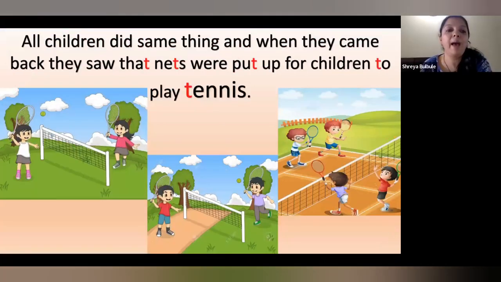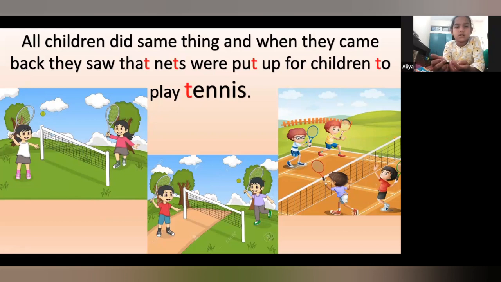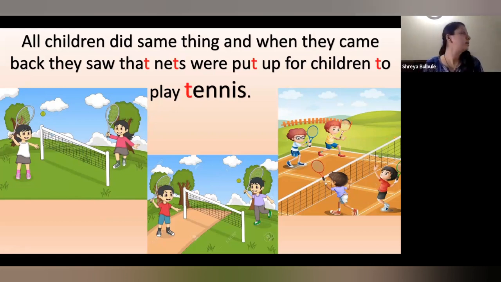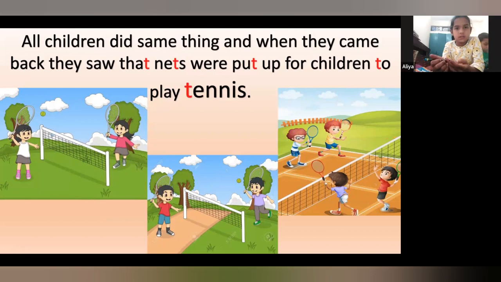All the children did the same thing. And when they came back, they saw that the nets were put up for children to play tennis. What are they playing? They're playing tennis. Tennis. What sport is this? Tennis. So what is the sound of T? Imagine you're playing tennis and the ball hits on the bat. So what sound do we hear? Tennis. And how do you move your head when you're watching tennis? Left and right. We'll not sit down. We'll say tennis. How she's seeing it.